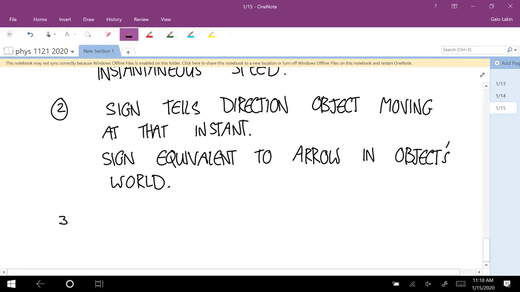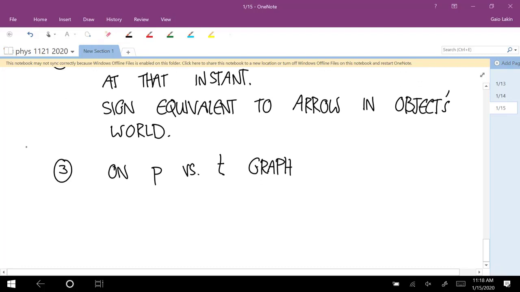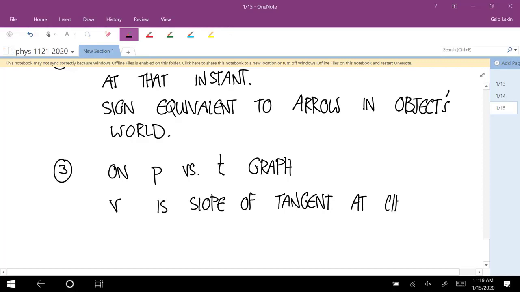And the last thing is, since we talked about position versus time graphs before, on a position versus time graph, v is the slope of the tangent at that chosen instant.